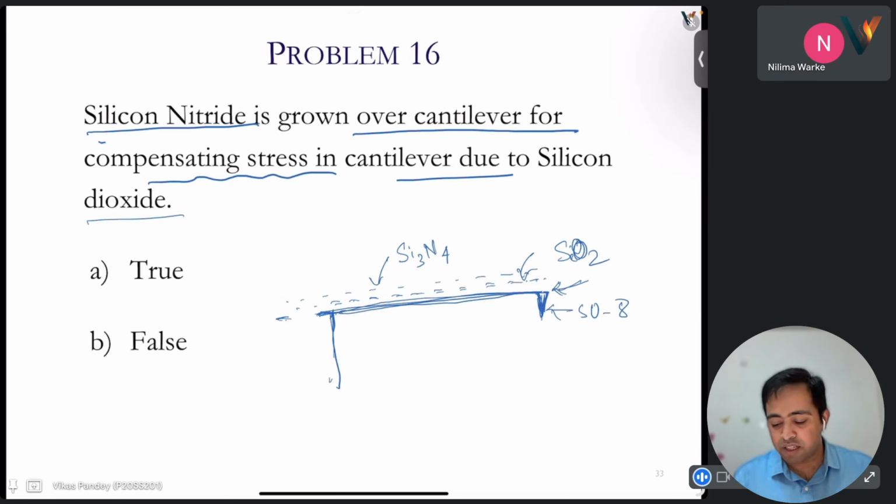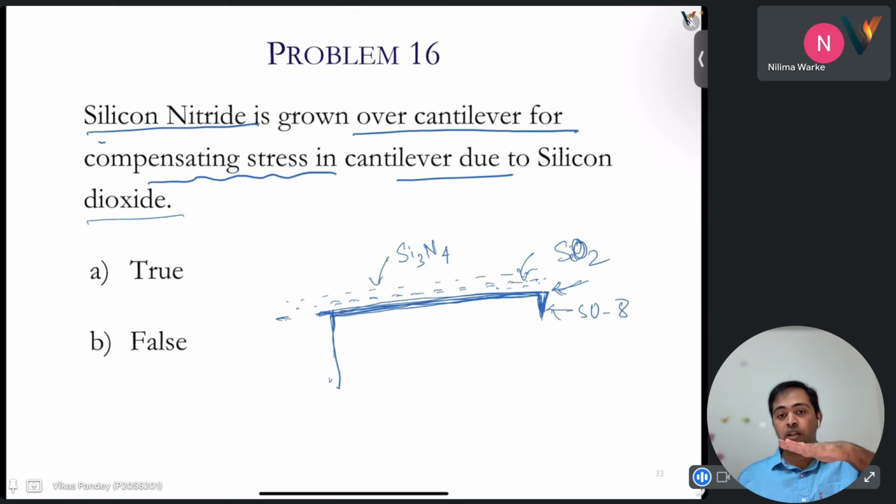Such kind of stress develops due to this SiO2. It will try to bend it up. In that case, it is correct, because you are thinking of this structure as a bit thicker, right? But this is a very thin structure, and it has been designed so that it can easily be pressed down or pressed up according to the stress, like the elasticity and other measurements.